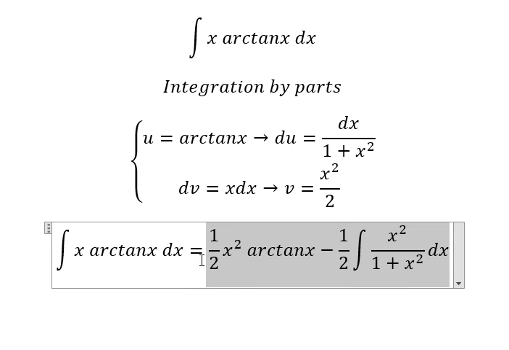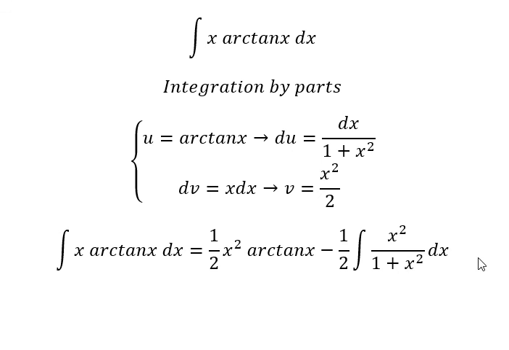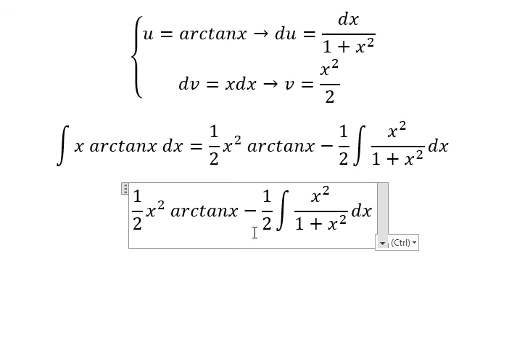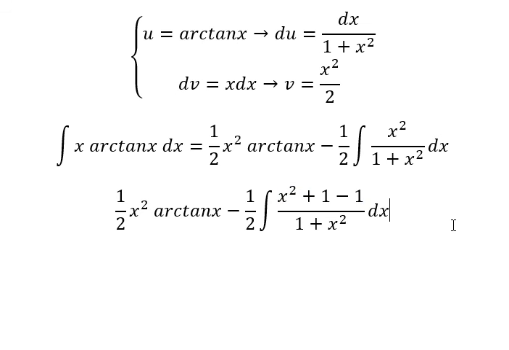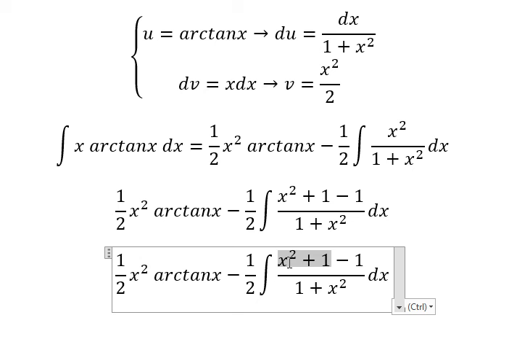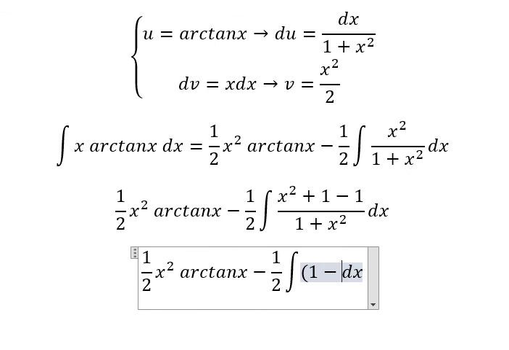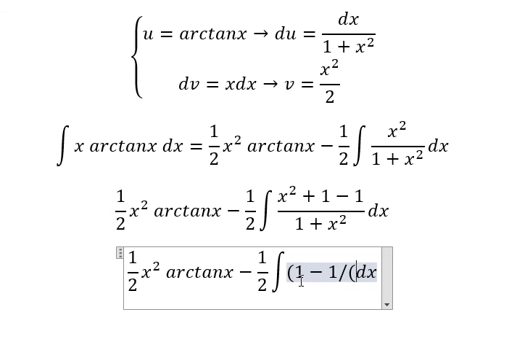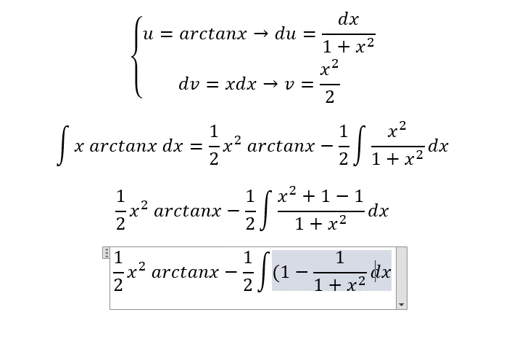Next, in this situation, I will add the number 1. Later we need to subtract the number 1. So this one divided by this one, you get the number 1. So we have 1 minus 1 over 1 plus s squared.